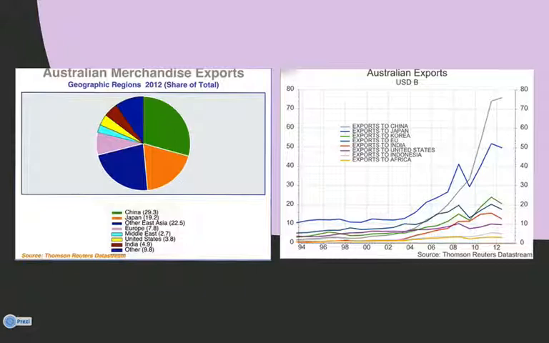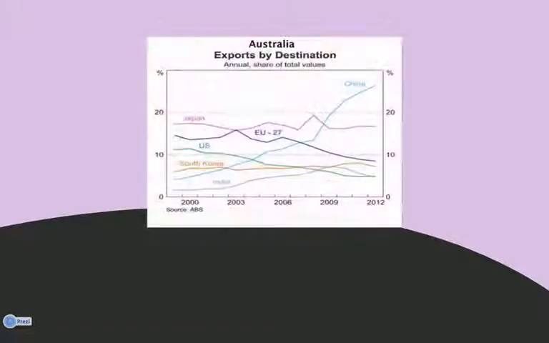If we look at the chart on the right, we see that Australia's exports to China have grown very strongly over the last 2 decades. Similarly, our exports to Japan have held up quite well as well. Korea, another East Asian trading partner, features prominently. So if we look at exports by destination, by share of total, we see that, again, China features prominently, followed by Japan, the EU, South Korea.